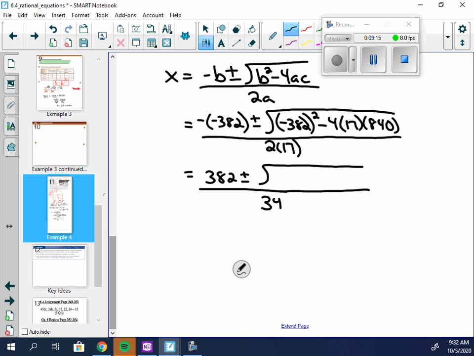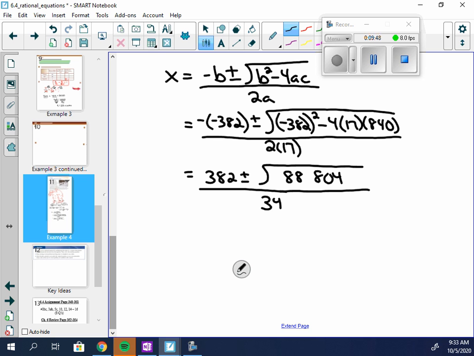Good. 88,804. Okay? So the negative 382 squared should be a positive number. Then the 7 times 14 times 840 is another positive number, but you're subtracting them from each other. So that's why it ends up being 88,804. Okay? Now, is this a perfect square? So try to square root that. Do you actually get an answer?